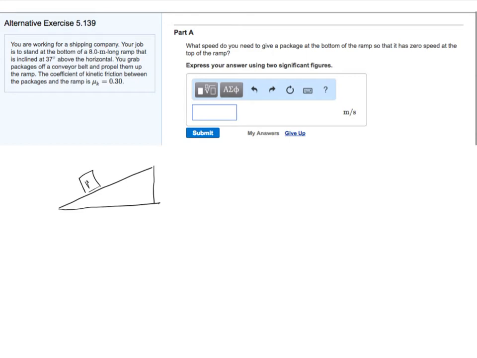Here's the mass. And it's going to be sent up the incline with some v, and what we want to know is when it gets to the very top of the ramp, it's going to be decelerating. I want it to get to the very top and come to a stop. The angle of my incline is 37 degrees. My coefficient of friction is 0.3, and the total length of my incline is 8 meters.